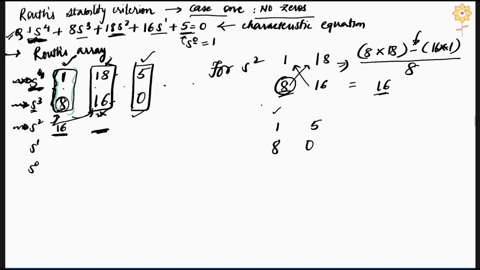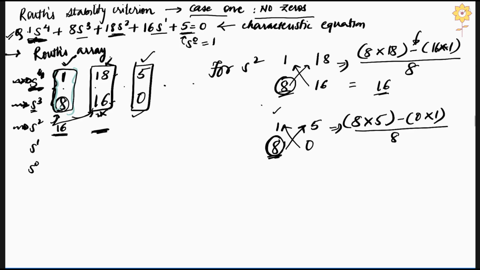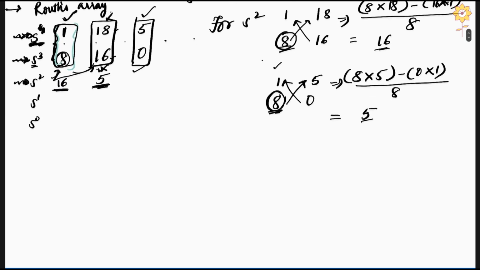Again we cross multiply, always remember we start with this number. So, we will have 8 into 5 minus 0 into 1, upon this number, that is 8. After you solve this, you will get the value as 5. We can write this 5 over here. I hope you have understood. Now, let us move ahead and try to solve for s1.